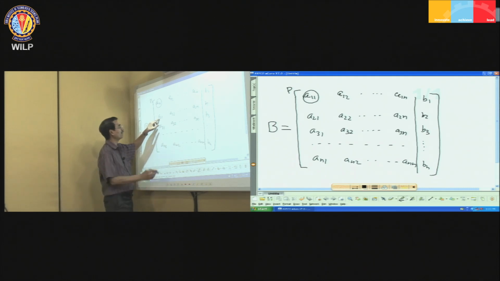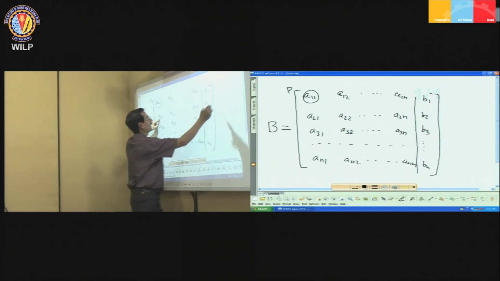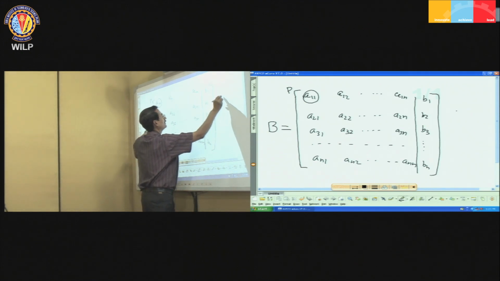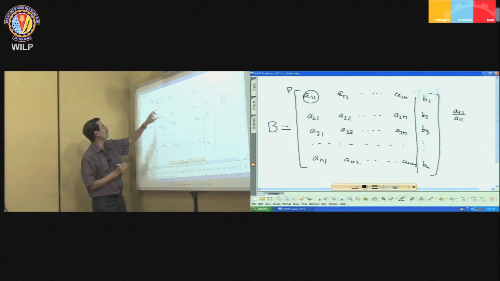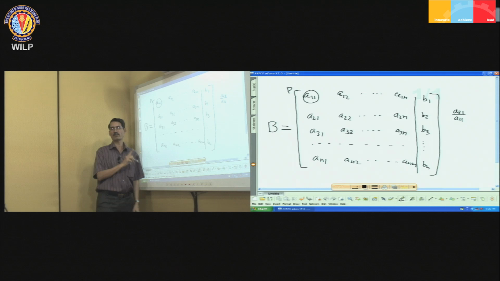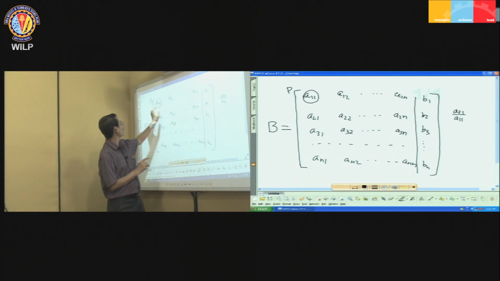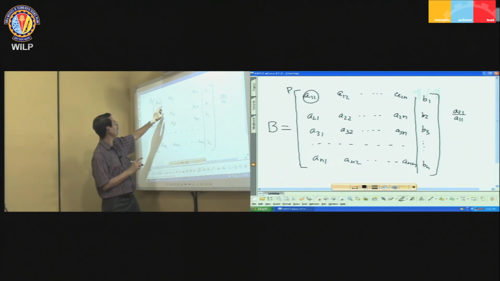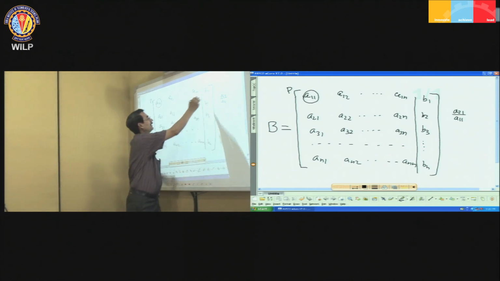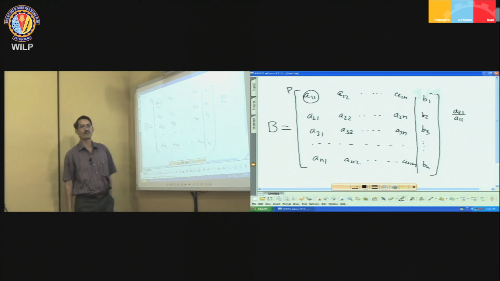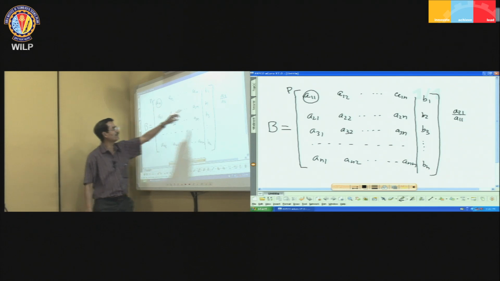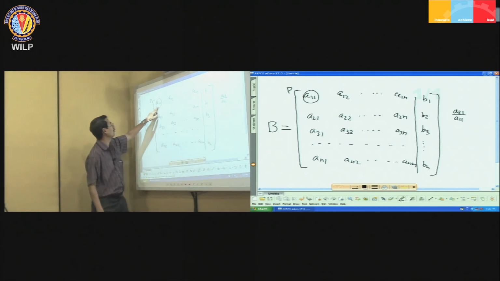For that, look here, I am writing A21 by A11. Multiply the first row by A21 by A11. Remember, A11 is different from 0. So if you are multiplying the first row, everything, A11, A12, including this B1, has to be multiplied by this A21 by A11. Therefore, what will happen? This A11 will be cancelled. We will get A21 here.